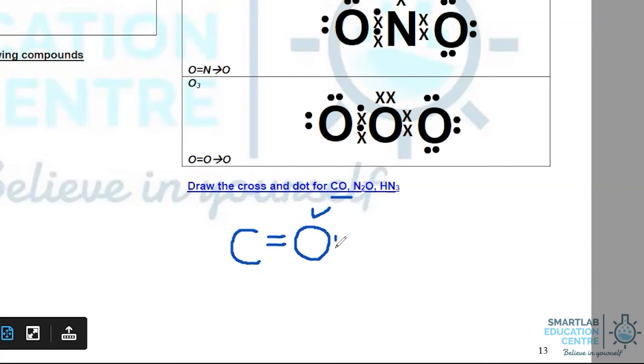So one of its lone pairs could now be donated to carbon, meaning carbon provides an empty orbital, while oxygen provides a fully filled orbital, and they overlap. And hence carbon monoxide would have formed a triple covalent bond, and one of the covalent bonds would have been a dative bond. Next, N2O2.